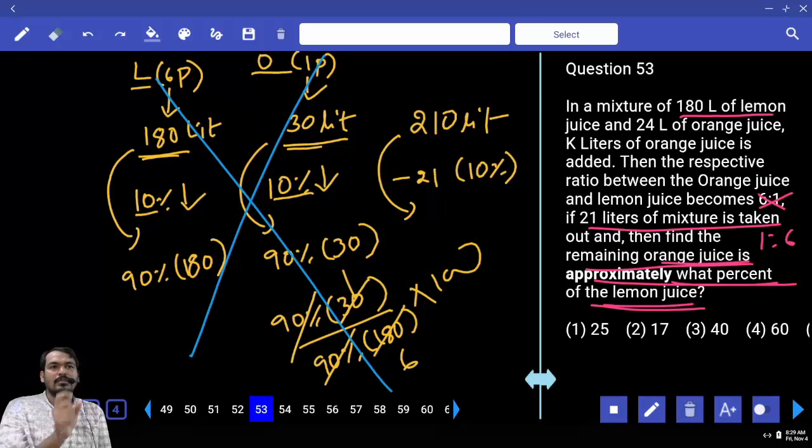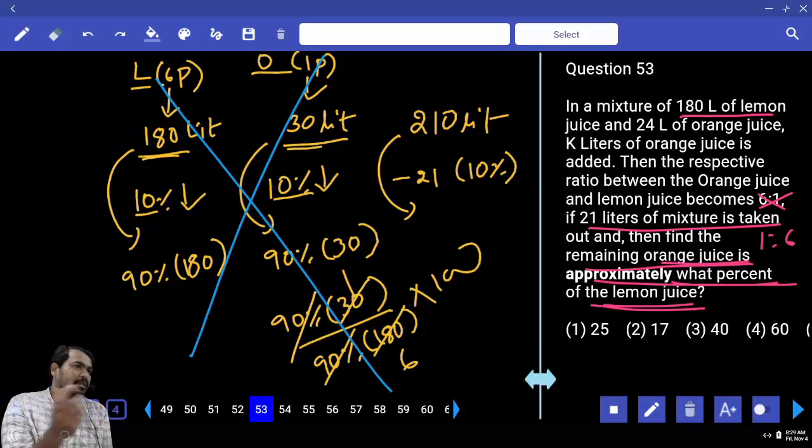In the 21 liters, lemon and orange are in which ratio? 6:1, or not? Same ratio or different ratio? Same ratio. If the same quantity is removed from each one, do we get the equal ratio or a different ratio? Equal ratio. Again we get the same ratio as the original ratio of lemon and orange. What is the original ratio of lemon and orange? 6:1. Is the final also the same ratio or a different ratio? Same ratio. Suppose if we add some quantity, the ratio changes.